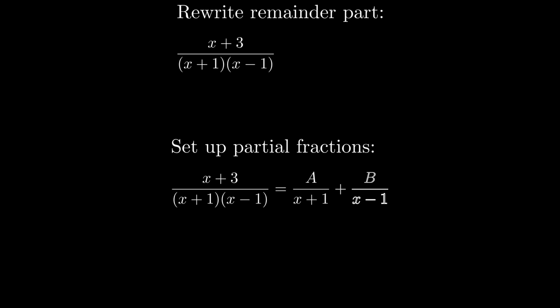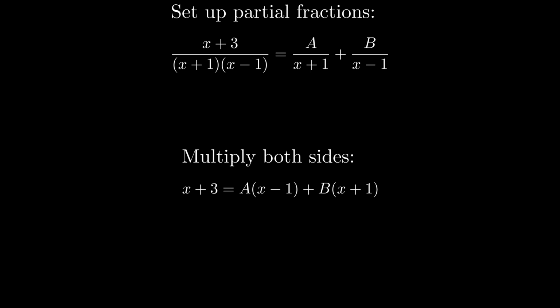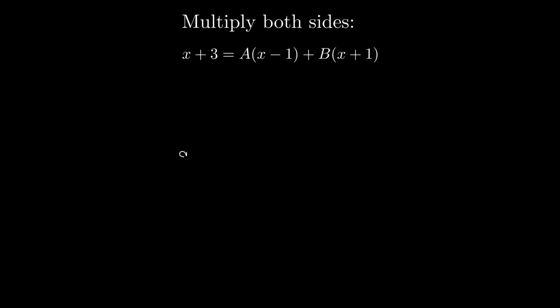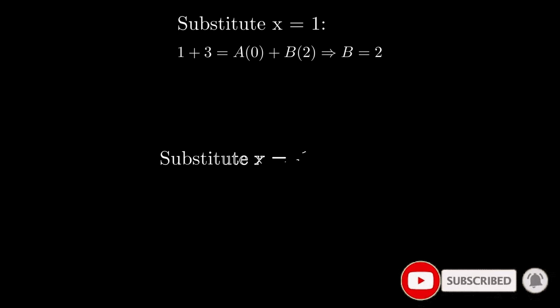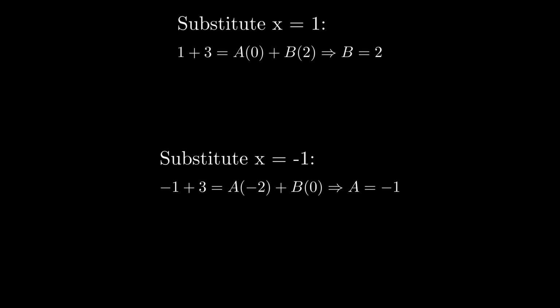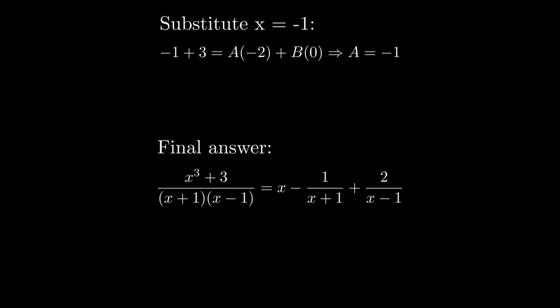We split the fraction into two parts, a over x plus 1, and b over x minus 1. Multiply both sides by the denominator to eliminate the fractions. Plug in x equals 1. We get b equals 2. Plug in x equals minus 1. We get a equals negative 1. So the final answer is x minus 1 over x plus 1 plus 2 over x minus 1.